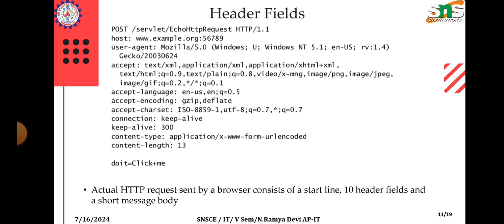And these are the header fields of an HTTP request, which is a POST to a servlet, echo HTTP request, and the version of HTTP, and to which web server we are going to connect, who the user agent is, what type of text we are going to send, the language of the text, the encoding format, the character set, whether the connection is live or not, how many seconds we keep the connection alive, and the length of the content. And this is the HTTP request message which we send from the client to the server.